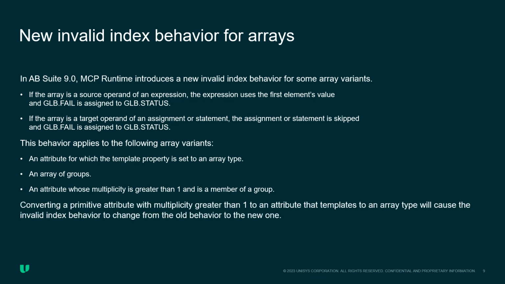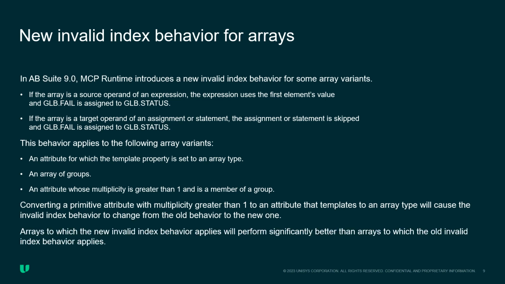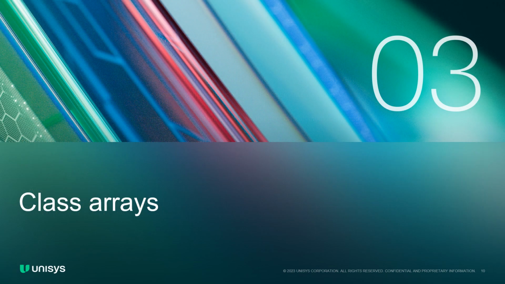If you change a primitive attribute with multiplicity greater than 1 to an attribute that templates to an array type, the invalid index behaviour of the array will change from the old one to the new one. Arrays to which the new invalid index behaviour applies will perform significantly better than arrays to which the old invalid index behaviour applies. Class arrays.